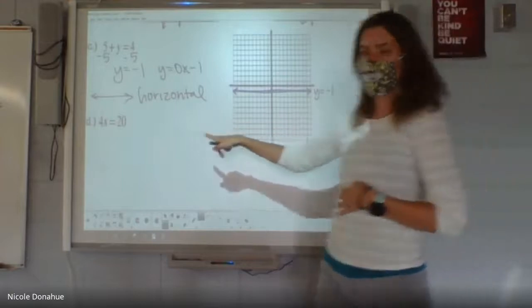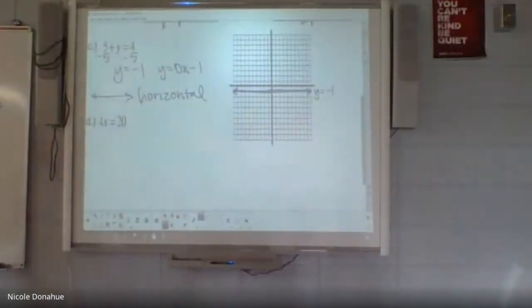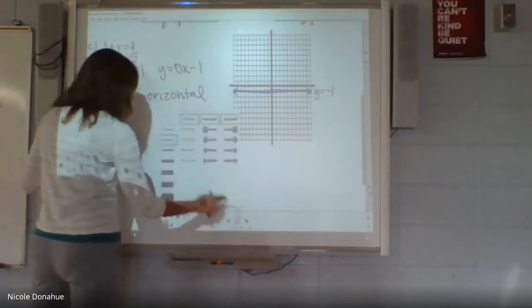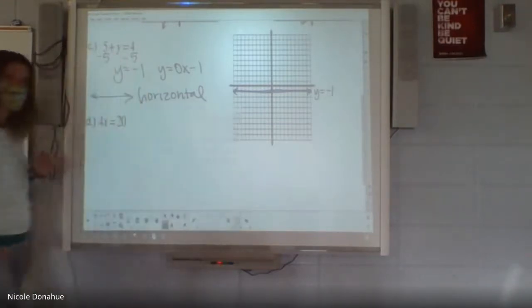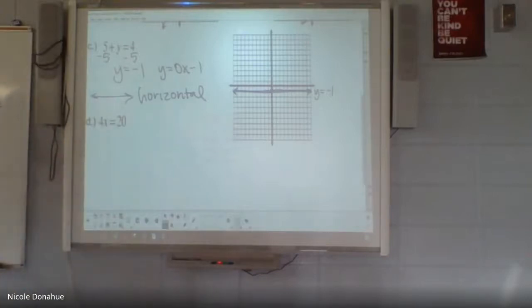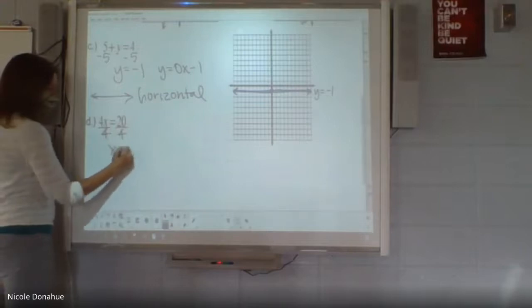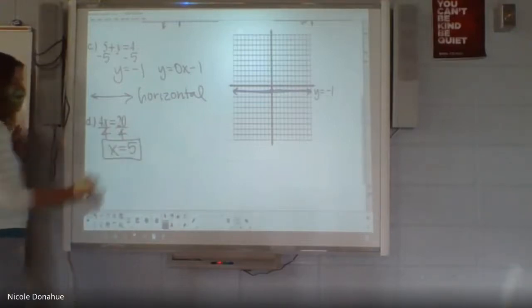And then our last one, letter D here that we need to graph. There's only an x in this equation, even though there's no equation that's like x equals y or mx plus b or something like that. We're still just going to get our x alone. So how do I get x alone here? Yeah, divide by 4. So I get x equals 5 is my equation.